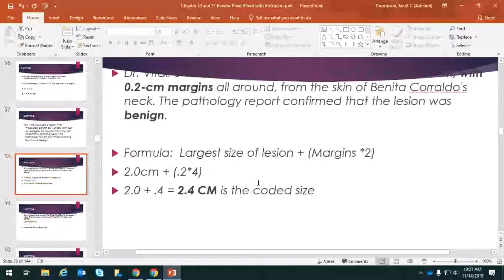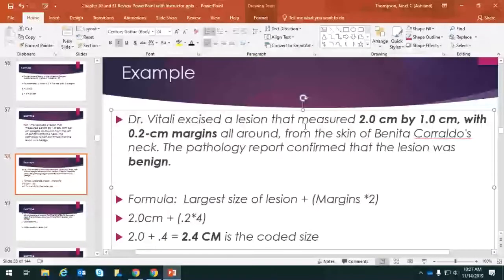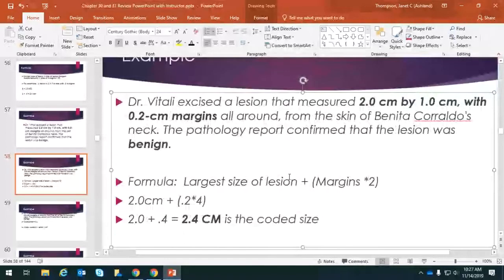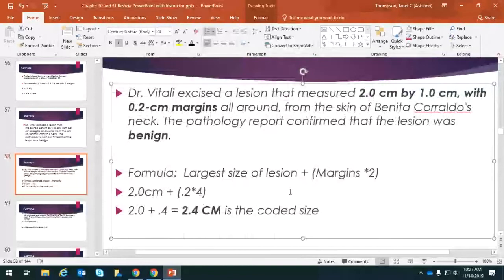All right, so the doctor excised a lesion measuring 2 by 1 centimeters with 0.2 margins all around, and it's benign. So starting with our formula here, we've got the largest size of the lesion, or the 2, plus the margins times 2. The largest size of this lesion is 2 by 1 centimeter, so our largest size is 2. We had 0.2 centimeter margins.